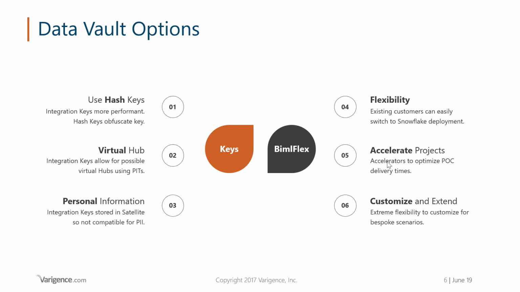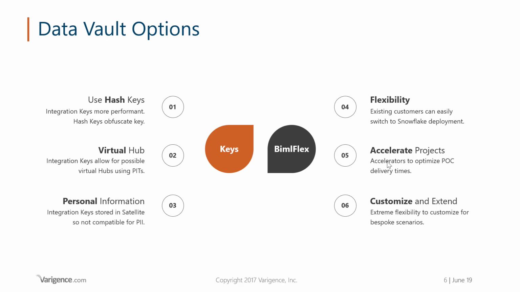So let's have a quick look at the different data vault options here that we're talking about. We're talking about using integration keys instead of hash keys. Integration keys will be more performant from an ETL point of view, because for hash keys we need to run the hash algorithm, the SHA-1, the MD5, or whichever other algorithm you choose to obfuscate the keys. With integration keys, we can also have virtual hubs, which is quite interesting because if we're putting point-in-time tables in place to enable our virtual data mart, the point-in-time table effectively becomes a pseudo hub, so we can still have the hub entity there, but it'll be a view.